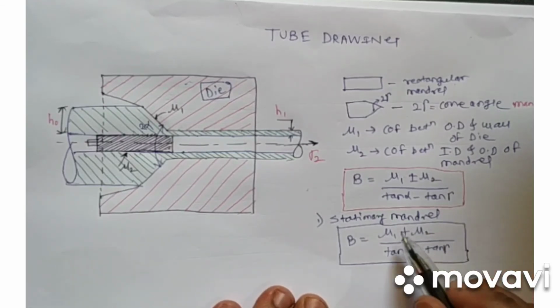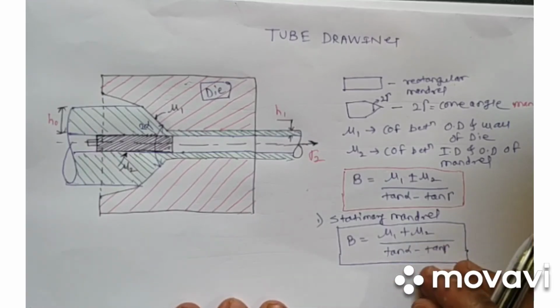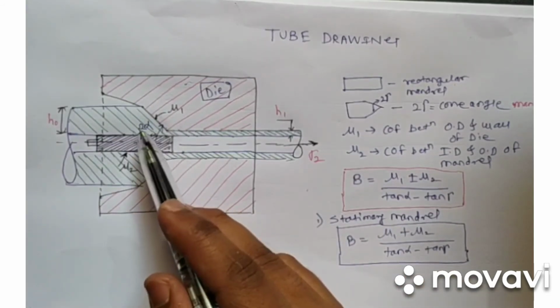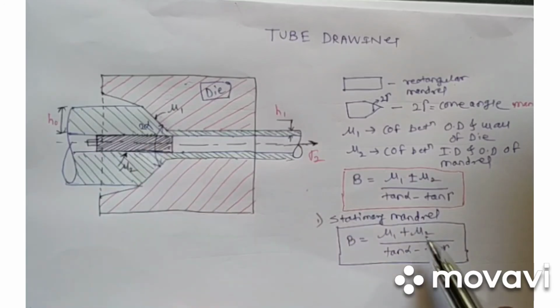Now here we have seen mu1 plus mu2 because both coefficients of friction are acting in the same direction, or rather we can say that the friction in both these cases is acting in the same direction, and that's why we are adding them.